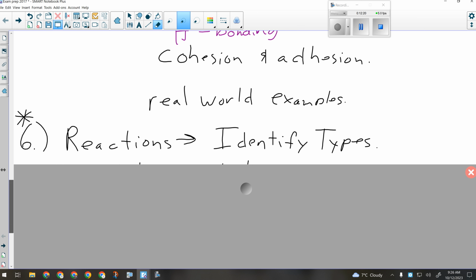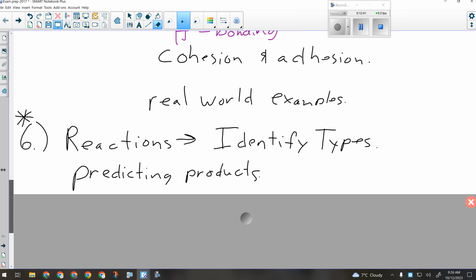There could be multiple choice questions that say, in this, which reaction is a double replacement reaction? And then I give you A, B, C, and D, and you have to tell me which one's a double replacement reaction. So being able to identify the types, which is also important if you're going to predict the products of a reaction. You have to be able to identify the types. So know the 5 types.